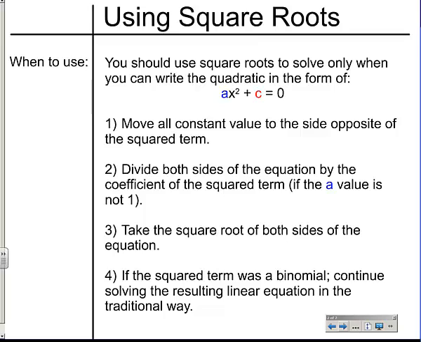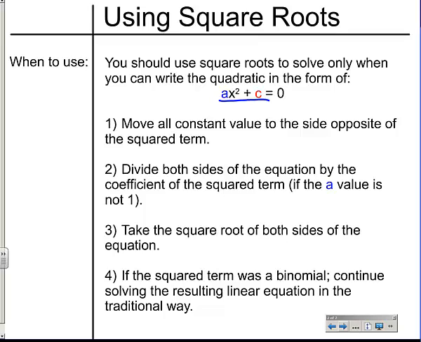You should only use square roots when you can write the quadratic in this form right here, ax squared plus c. You'll notice that there's one squared term and a constant term, or maybe there's not a constant term, but there's no regular x to the first power. If you have a regular x to the first power, you probably cannot use square roots to solve this.